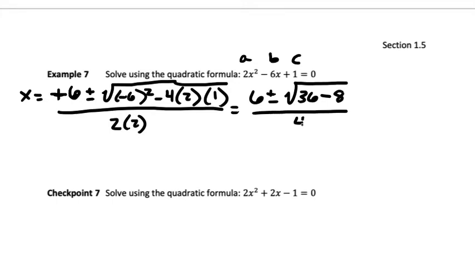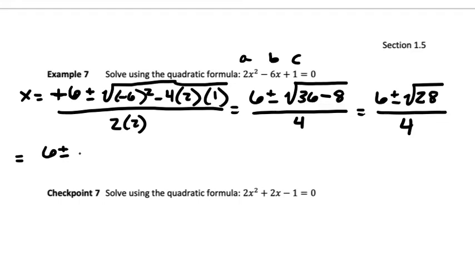And that's divided by 4. And 36 minus 8 is 28. Now, once we have that square root down to a single number, this is where we look at, is it a perfect square, or is it something that can be simplified? 28 is not a perfect square. However, it can be divided by 4. 4 times 7 is 28, and that means that it can be simplified.